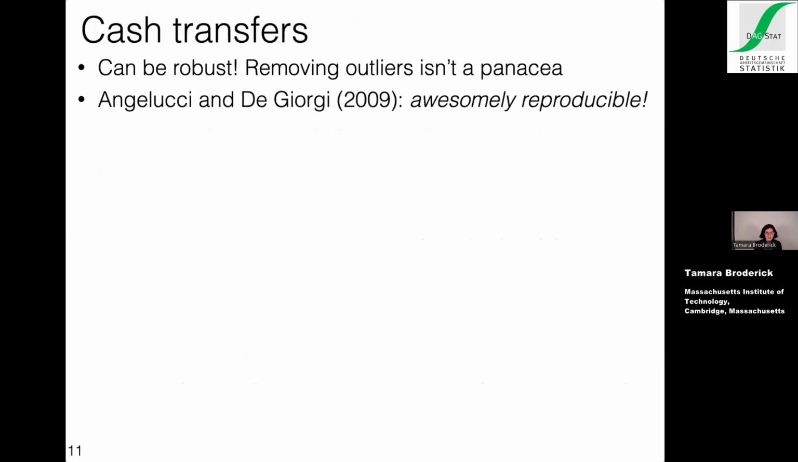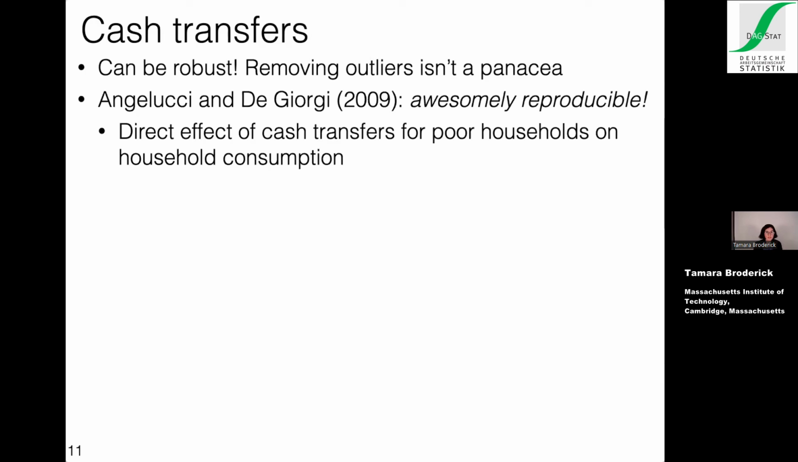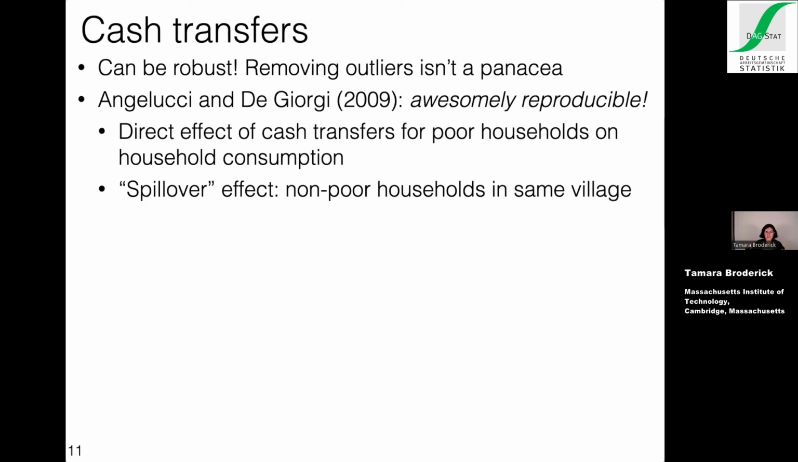So here we're looking at this Angelucci and De Giorgi study from 2009. Again, just really awesomely reproducible. They looked at two different things in this study. The first was the direct effect of cash transfers for poor households on household consumption. And the second is this really interesting idea of a spillover effect. If poor households in your village receive microcredit, do the non-poor households who did not receive microcredit also benefit? Let's look at both of these separately.